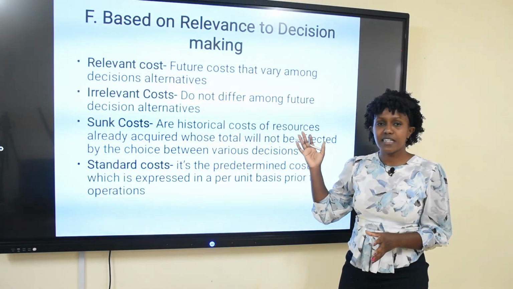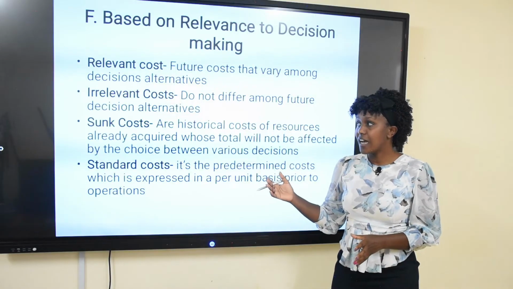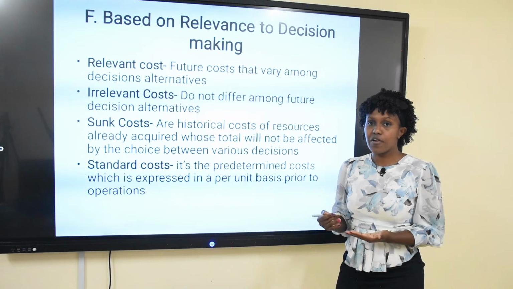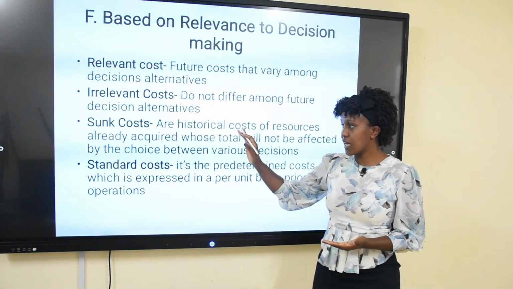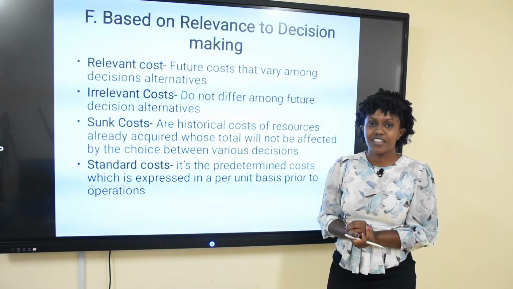So they are of assets that have already been acquired or resources that have already been used, and therefore they cannot change amongst various decisions now. They have already been committed or they are sunk costs. The other cost is a standard cost.